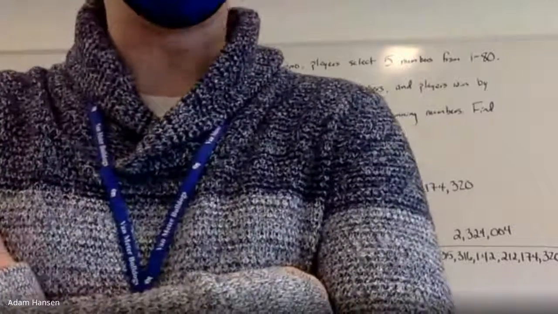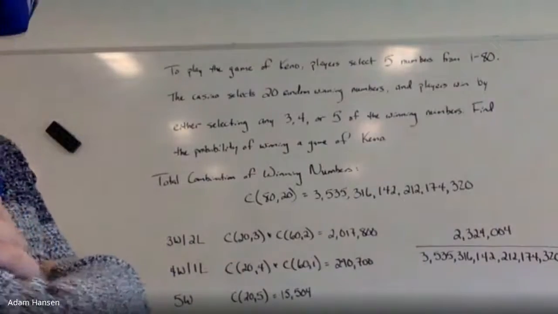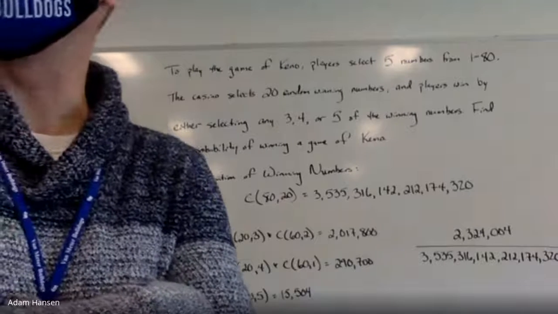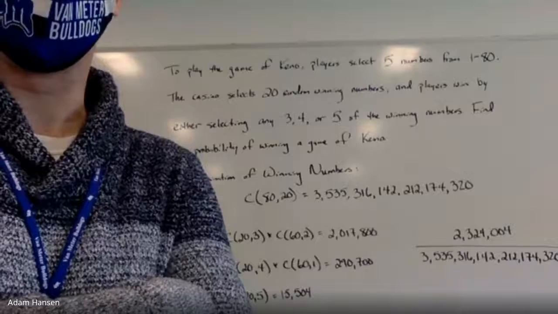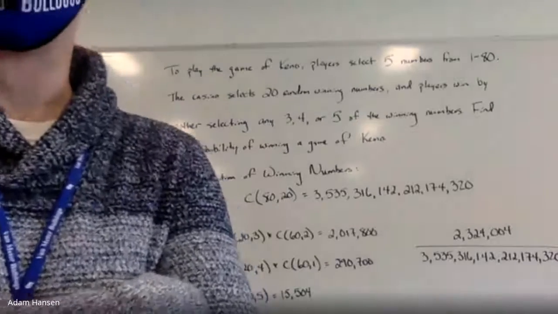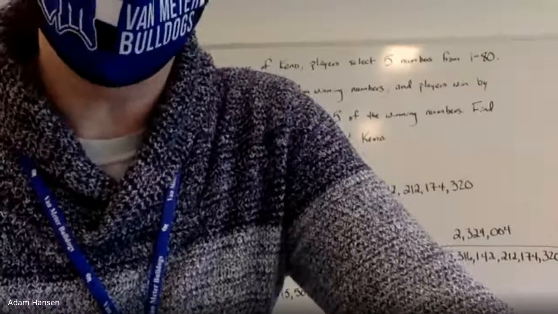I think in most Keno games you can win with 1, 2, 3, 4, or 5. You just win less by getting fewer correct numbers. Like if you get 1, you might get your money back. If you get 2, you get a little bit more, and so on. Okay, let's do this then.